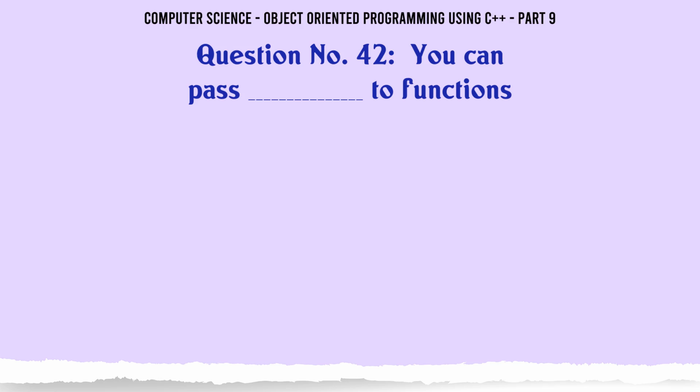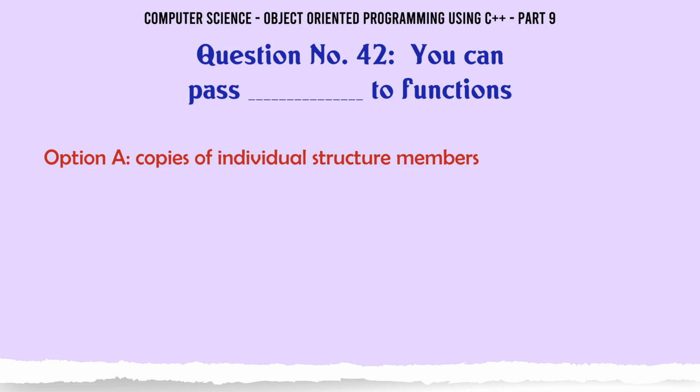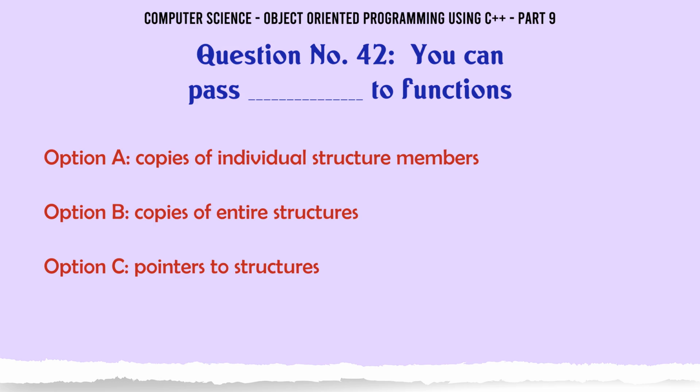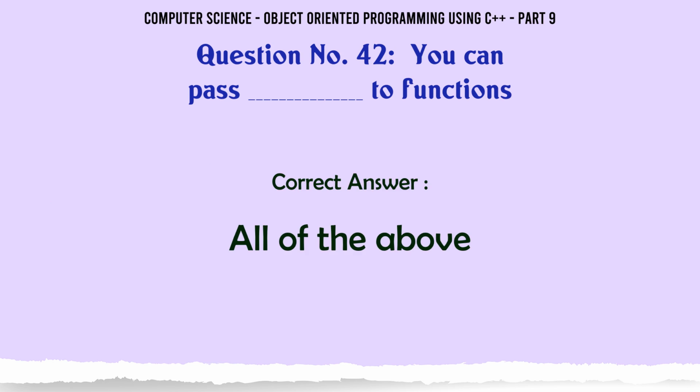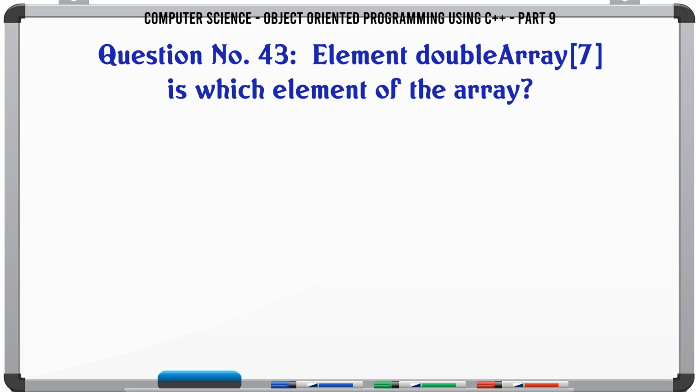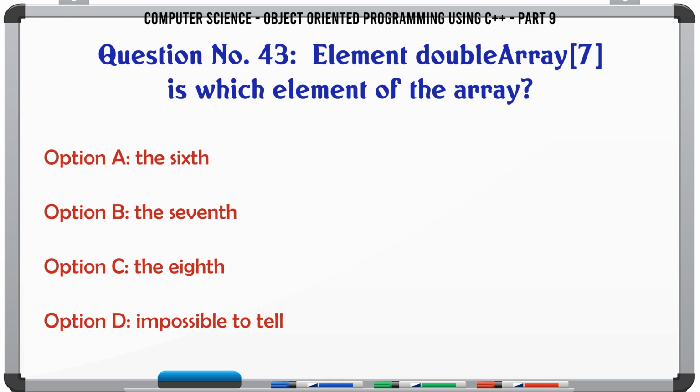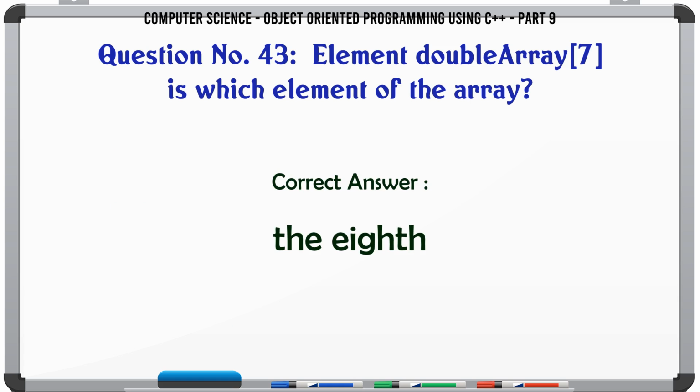You can pass to functions: A. copies of individual structure members. B. copies of entire structures. C. pointers to structures. D. all of the above. The correct answer is all of the above. Element double array[7] is which element of the array? A. the 6th. B. the 7th. C. the 8th. D. impossible to tell. The correct answer is the 8th.